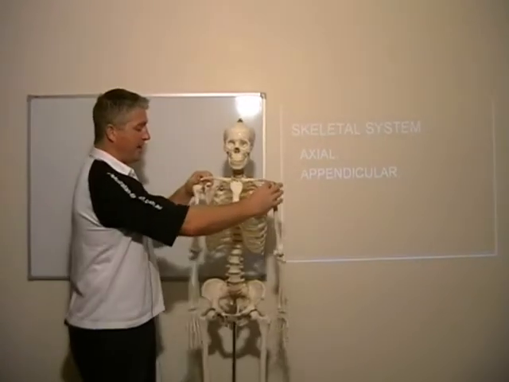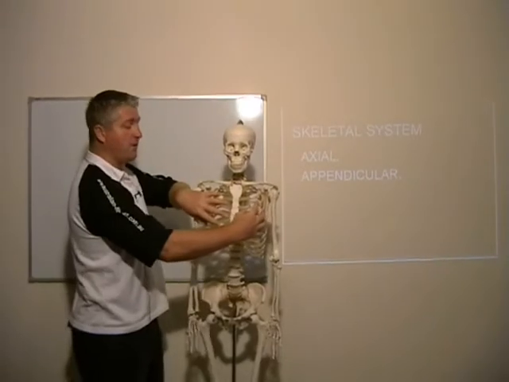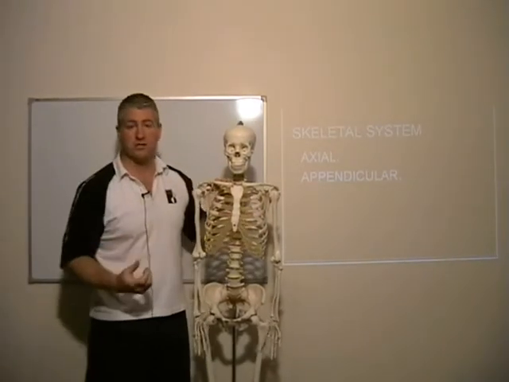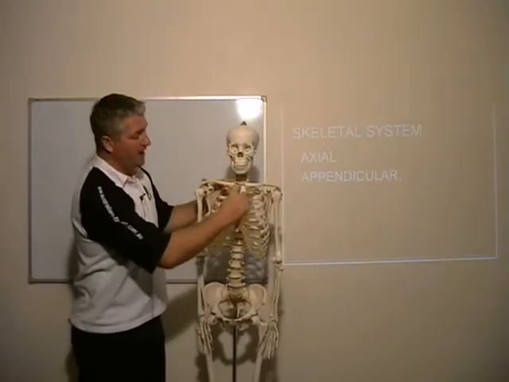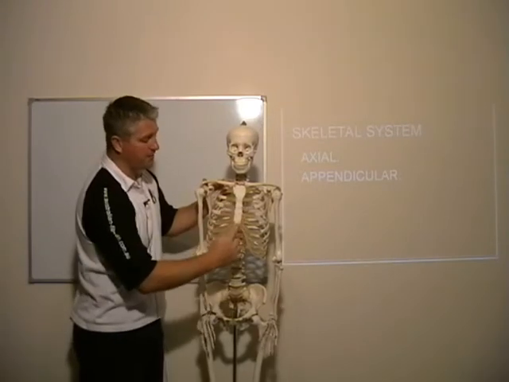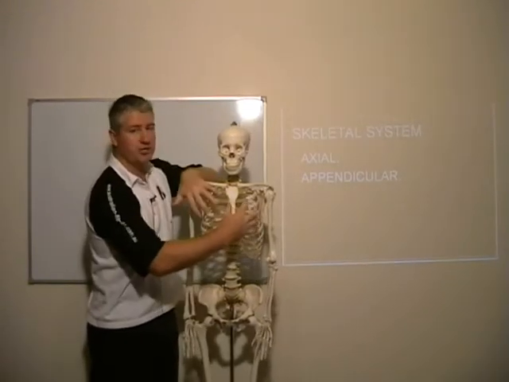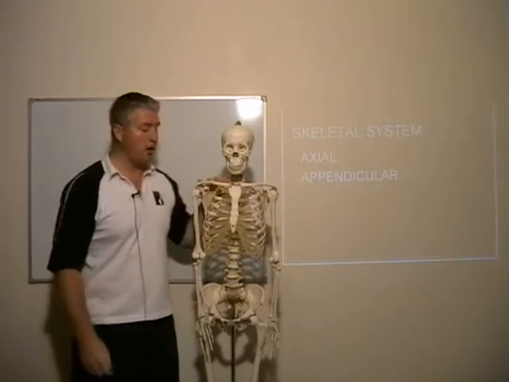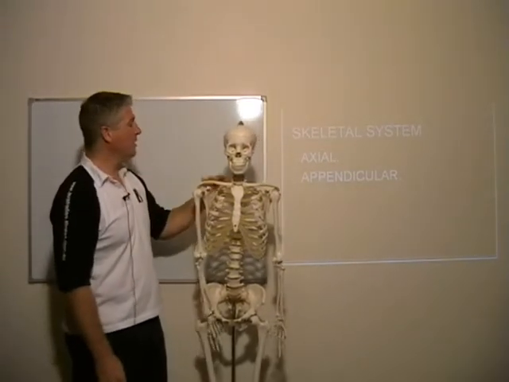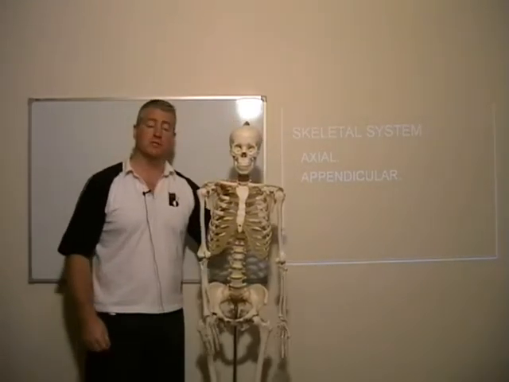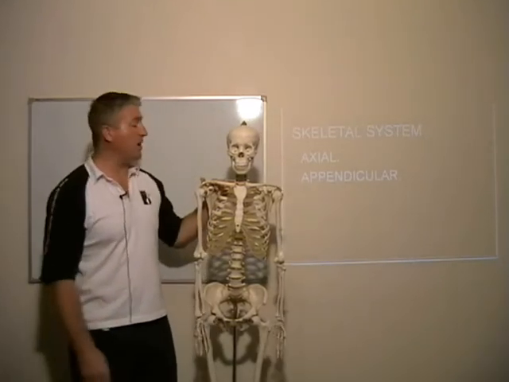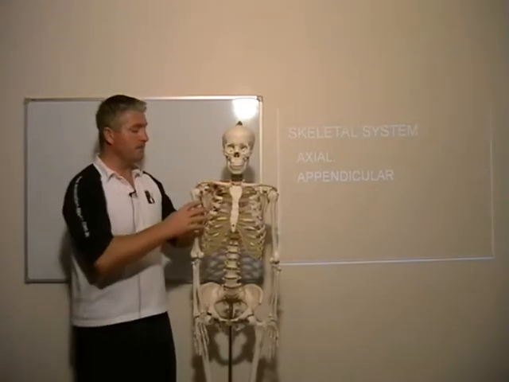We have our rib cage, which as mentioned is vital for the protection of vital organs such as the heart and lungs. And we have the sternum, this flat bone at the front of our body, which is responsible for increasing the integrity and rigidity of the rib cage. And then we have the appendicular skeleton, which is basically everything outside of the axial skeleton.